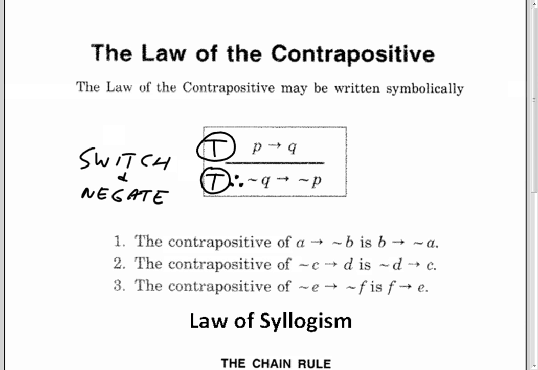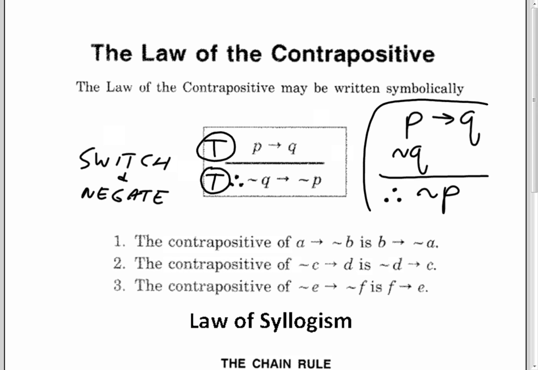Sometimes it's shown this way. Let's put P implies Q, and then we'll have negation Q. What do you think would be the result then? Negation P. Sometimes it's split up that way. It means the same thing, because we're saying that this is true, this is true, and now this is true. They've just broken up our conditional into two pieces.